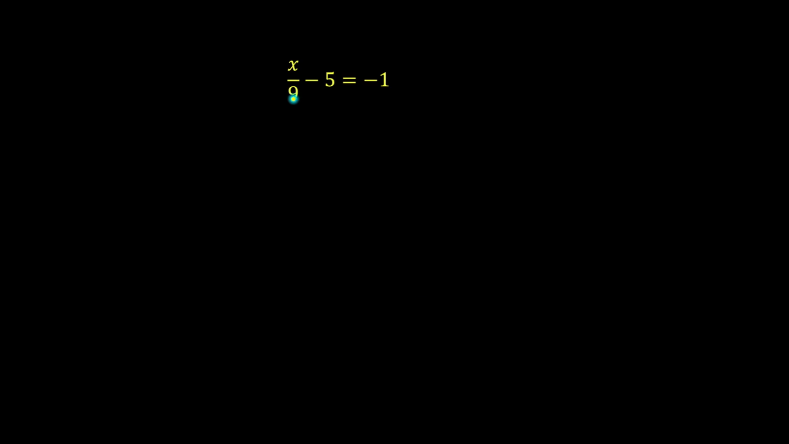Here's another example. x over 9 minus 5 is equal to minus 1. In order to deal with this type of example, the very first thing we're going to do is deal with this minus 5. We want to get rid of this before we can do anything else. Now the common mistake that is observed is that students just basically take the 9 to the other side. You can't do that. You need to deal with this first.